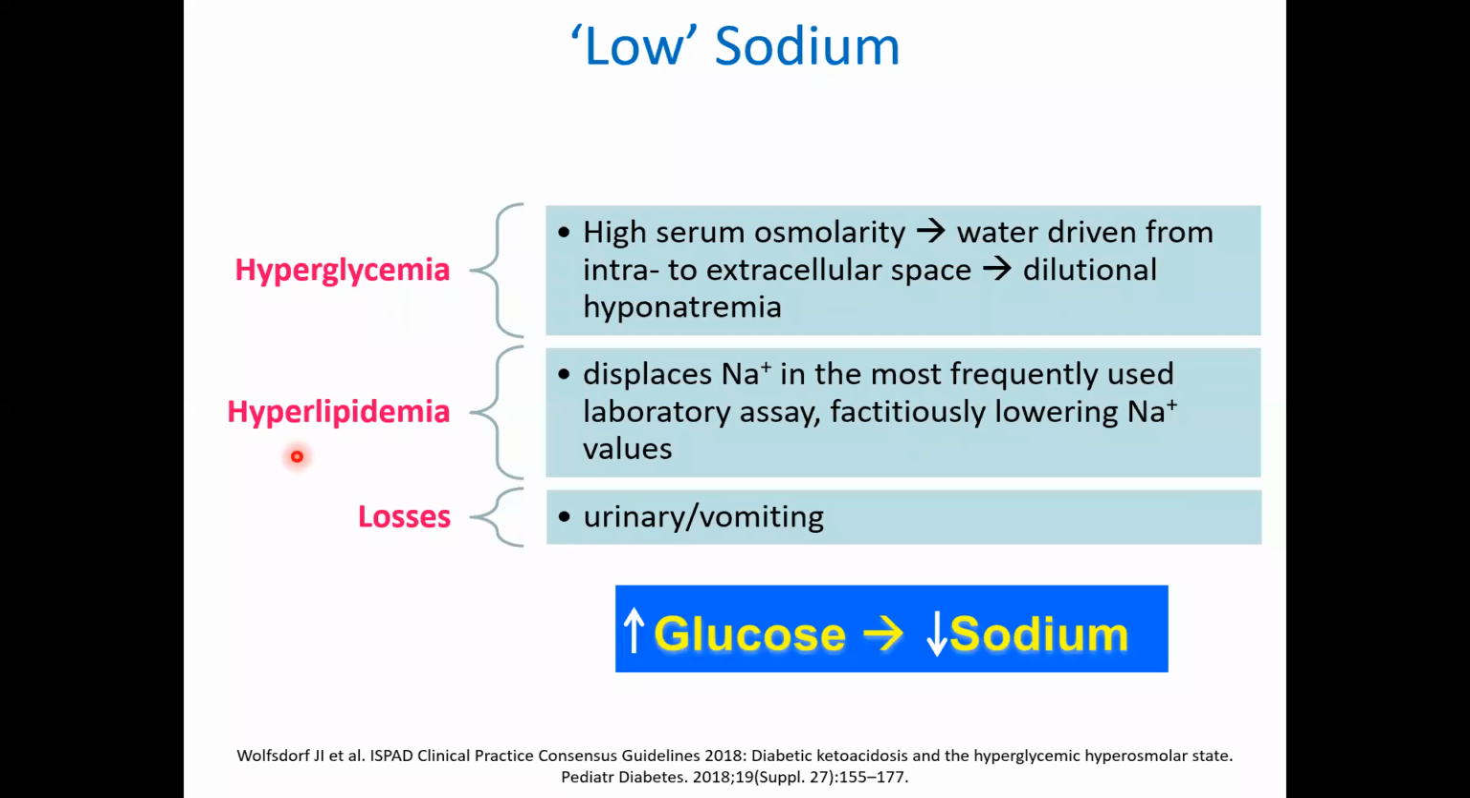Secondly, patients with DKA tend to have hyperlipidemia because of the increased breakdown of fats to generate ketones. And depending on the machines that are being used in the lab, the hyperlipidemia can cause displacement of sodium in some of the assays, resulting in factitiously low sodium values. And thirdly, we can actually have true loss of sodium through urine, through osmotic diuresis, and through vomiting. So what you're saying is whenever glucose goes up, sodium tends to come down, yeah? But it is not a true hyponatremia.